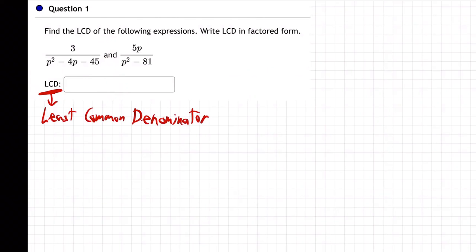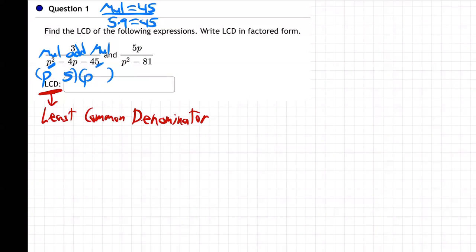Well, we need to come in and factor both those denominators. So I'm going to do this one first. Remember how the factoring works. It's just multiply, add, multiply. So I'm looking for P and P in the front to multiply to be P squared, and multiply to be 45 in the back. What multiplies to equal 45? Well, 5 times 9. 5 times 9 is 45. So I'm going to put a 5 and a 9.